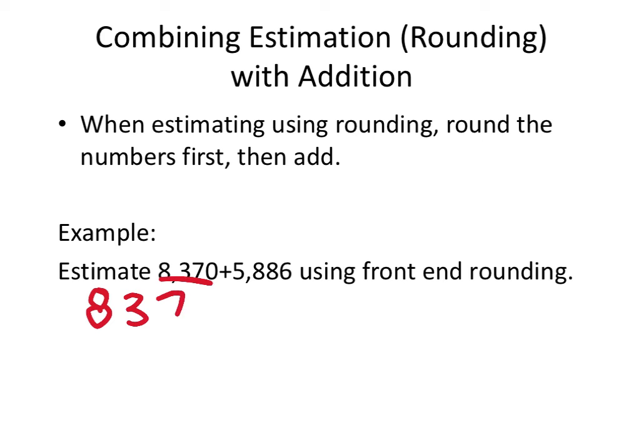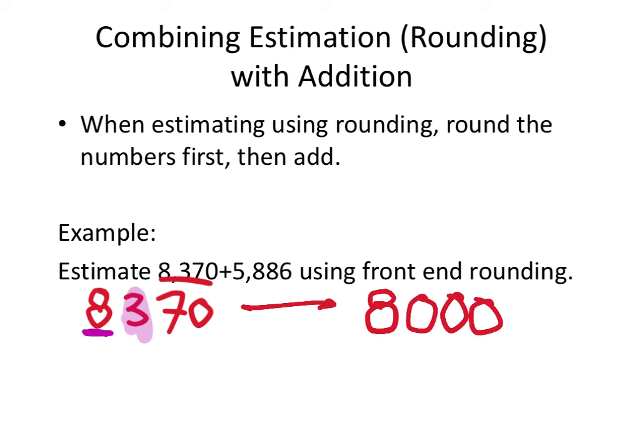8,370. So I'd look at my front end, which is the 8. I would need to round based on the 3. Well, that 3 in the hundreds place value is less than 5, which means that the 8 is going to stay an 8 in the thousands place value. All three other place values are going to become zeros. Well, we were going to add this to the 5,886, but we need a front-end rounded first. So I'd say my front end here is, yeah, it's the same place value. Again, that won't always happen, but it does here.